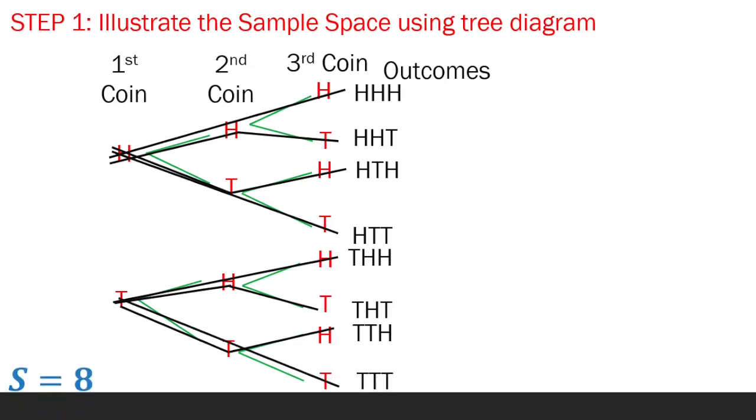So a total of 8 outcomes. Therefore, in flipping 3 coins, we have 8 outcomes. So the sample space is 8.